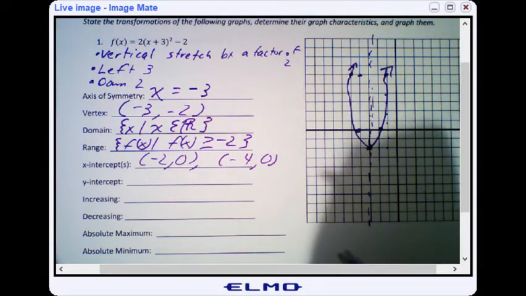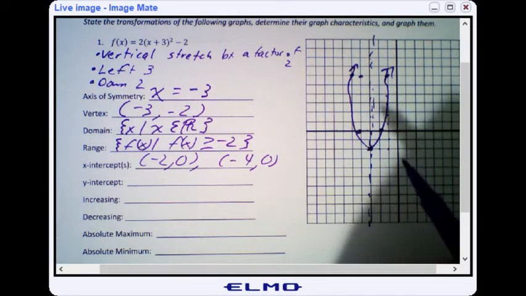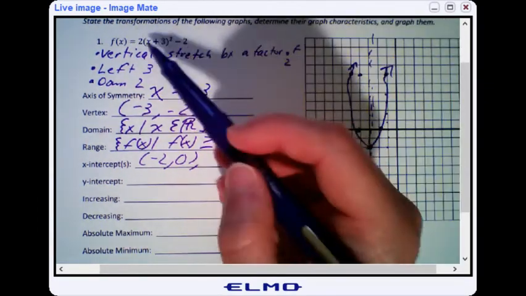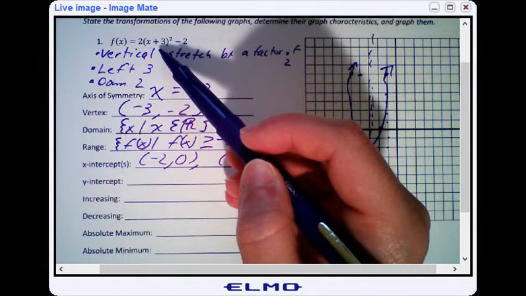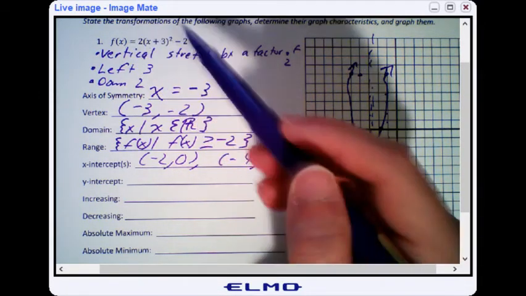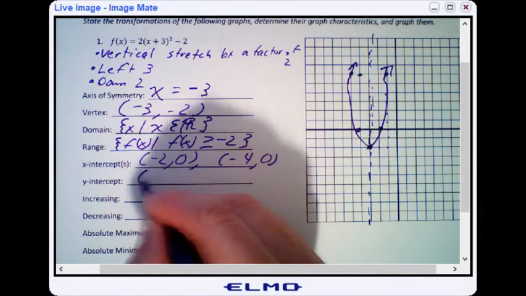My y-intercept, I can't see it on my graph here. I can either look on Desmos or I can plug in 0 for x. When I plug in 0 for x, I'm going to have 0 plus 3, which is 3. 3 squared is 9. 9 times 2 is 18. Minus 2 is going to give me 16.